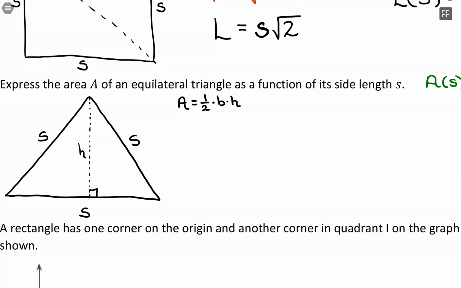And then we actually know our base. Our base is the side length S. So really I can take this one step further. This is going to be 1/2 times S times height. But when I have my function, I want S to be my only input, so this H is causing issues. I need to find another way to represent h, especially a way so that it's only in terms of s.